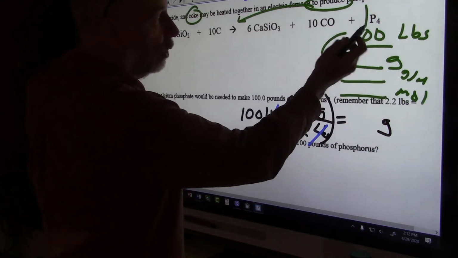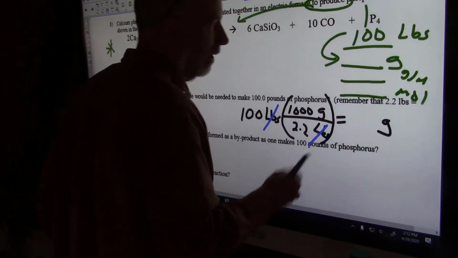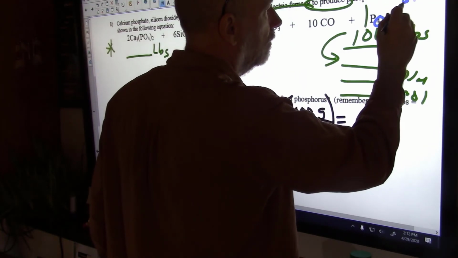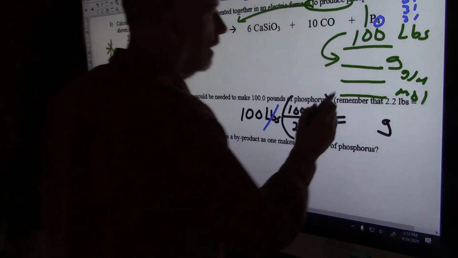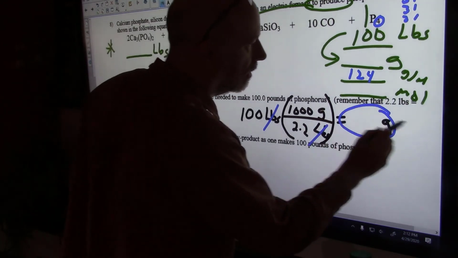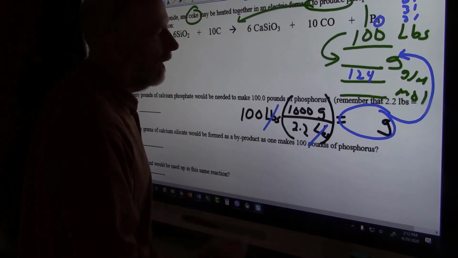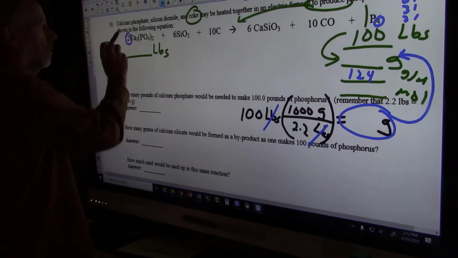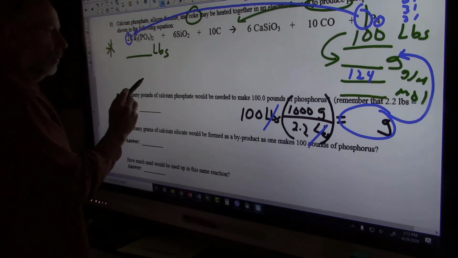Then you use your grams per mole of P4. Phosphorus is 31, actually 30.9, but it has the 4 here, so make sure you do 31 plus 31 plus 31 plus 31, which is 124, right? 124 grams per mole. Put the grams in right there, because we don't want to use pounds for doing this. And then calculate moles. It's a 1 to 2 mole to mole ratio.